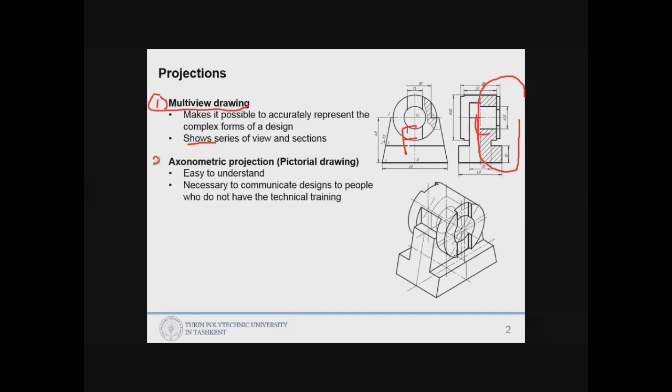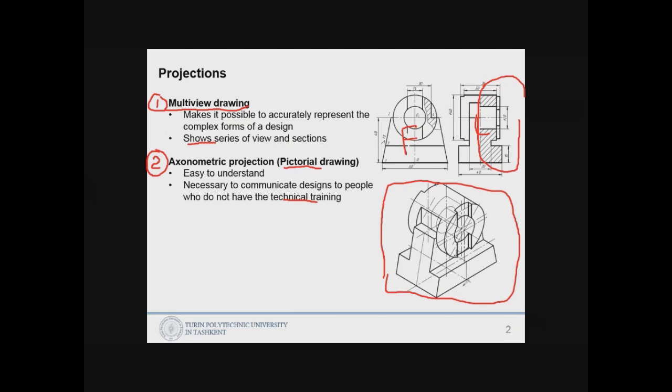Another type of projection is axonometric projection. Sometimes we call it pictorial drawing. It looks like a picture, from the side, like 3D. Axonometric projection makes you easily understand the part, and that is necessary to communicate designs to people who do not have technical drawing training. If you have no skills of technical drawing, it's easy to understand this one.